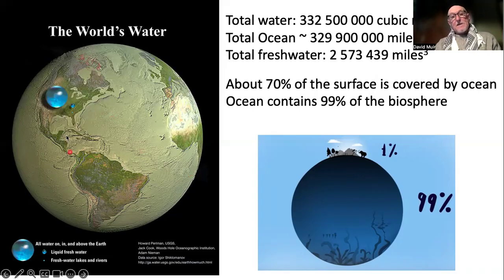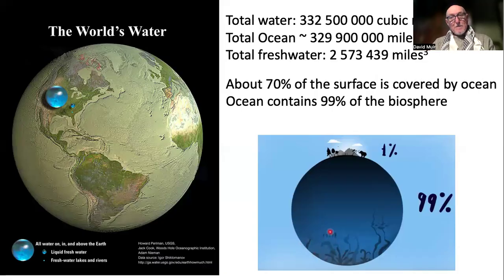Now, the result of this, most of the planet is covered by ocean, which is saline water, and it has salt in it at about 3%, 33 parts per thousand. And the oceans comprise an enormous collection of ecosystems. We could think of different areas of the ocean as being different biomes, but 99% of the biosphere, of the livable portion of the planet, is contained in the oceans. Only 1% of the livable areas of the biosphere are up on land.